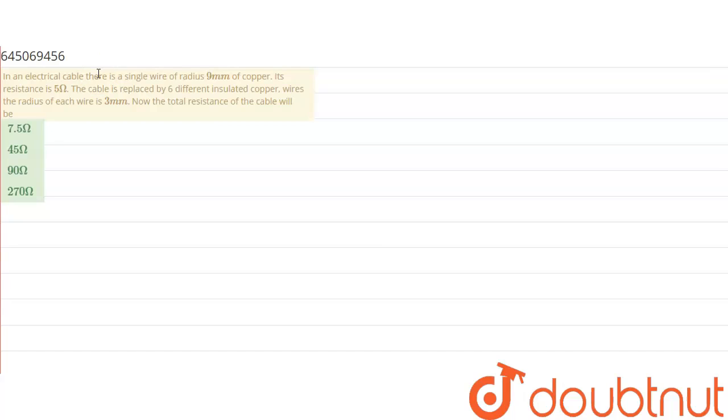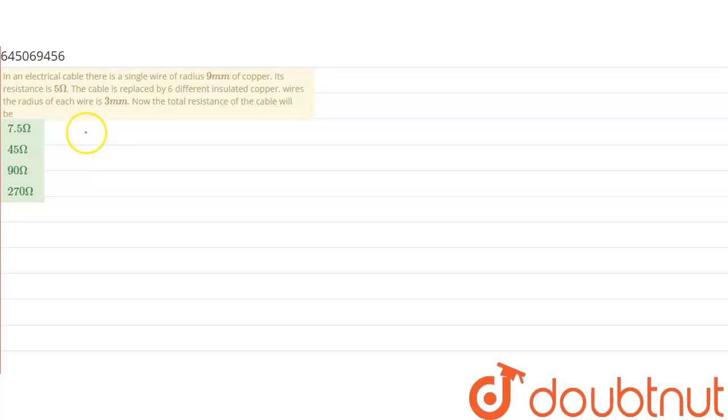The question is, in an electrical cable, there is a single wire of radius 9 mm of copper. Its resistance is 5 ohm. The cable is replaced by 6 different insulated copper wires. The radius of each wire is 3 mm. Now, the total resistance of the cable will be?